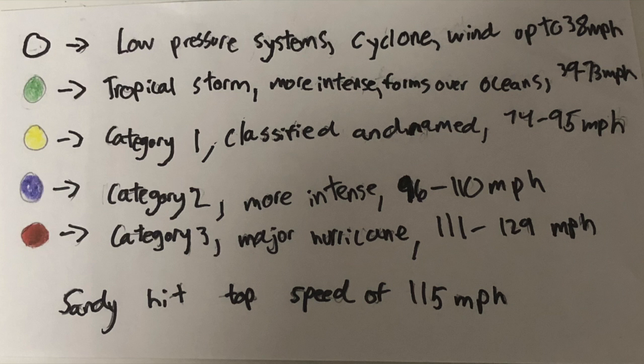So this is our little key describing what each thing is. A low pressure system is basically winds up to 38 miles per hour. Tropical storm is more intense, winds 39 to 73. Category 1 is even more, 74 to 95. Even more intense, Category 2, 96 to 110. Category 3 is 111 to 129. And Sandy hit about 115, so it remained at about the Category 3 range.